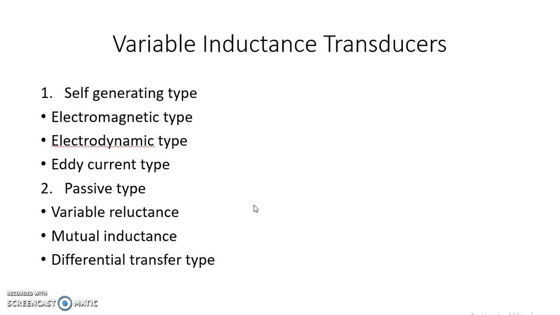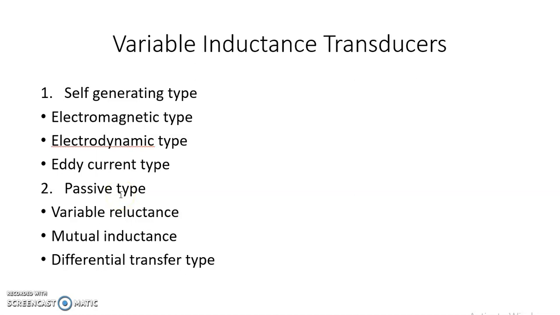Basically, variable inductance transducers are classified into two types: self-generating type and passive type. Self-generating type variable inductance transducers are the transducers in which voltage is generated because of the relative motion between conductor and magnetic field. There are three types of self-generating type variable inductance transducers: electromagnetic type, electrodynamic type, and eddy current.